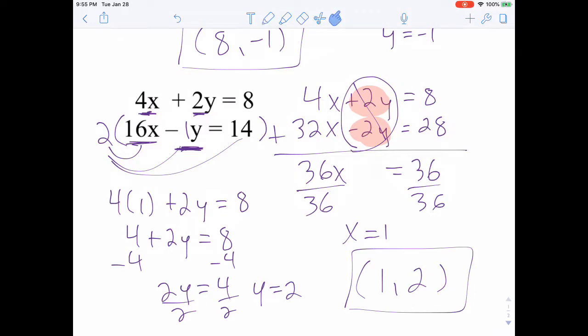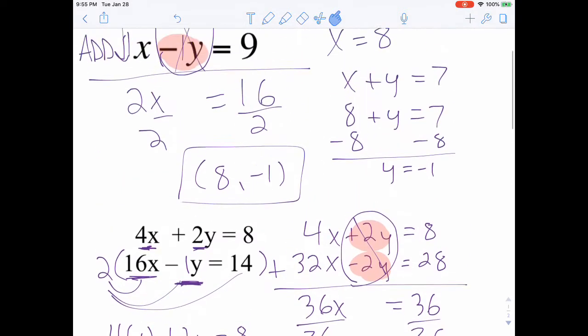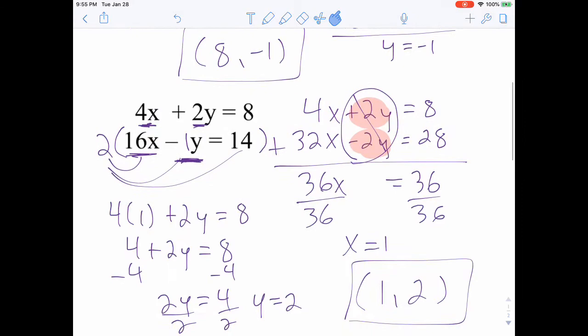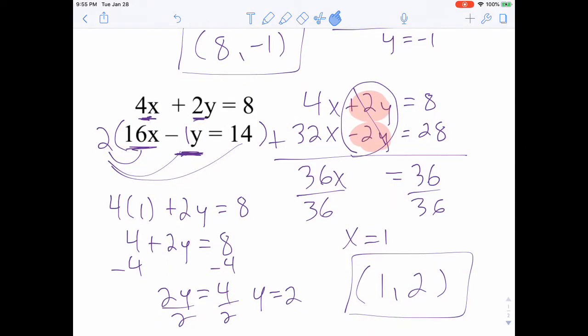Those are two examples, one where we had to multiply, one where we did not have to multiply. So hopefully that helped you guys with any confusion you may have.